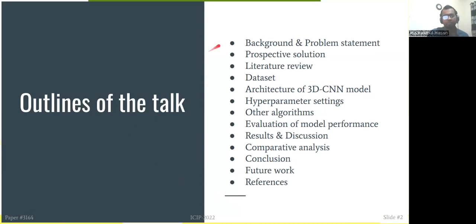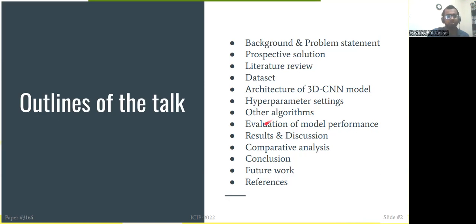First, I will be talking about background and the specific problem statement that we wanted to solve, what could be the prospective solutions, and what are the different literatures, that means what is already known to us. And as this is a work involving deep learning methods, of course, we'll be talking about the data set, the architecture, the hyperparameter settings, and also the other algorithms that we use to compare our 3D CNN model's performance.